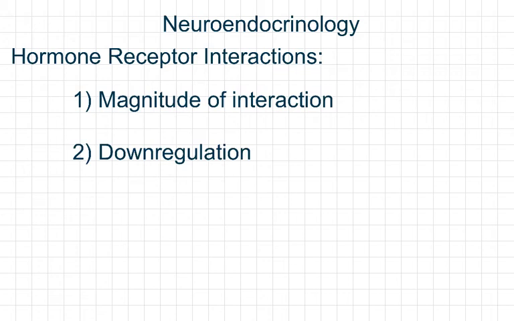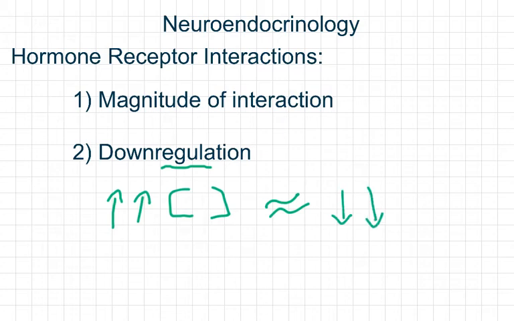The next item is this concept called downregulation. And what this means is when a hormone concentration is very high, then to auto-regulate itself after the effects of the hormone have occurred, we have a decrease in the number of receptors for that particular hormone.